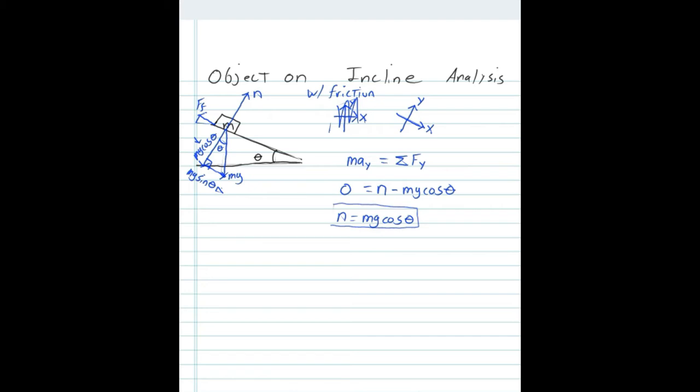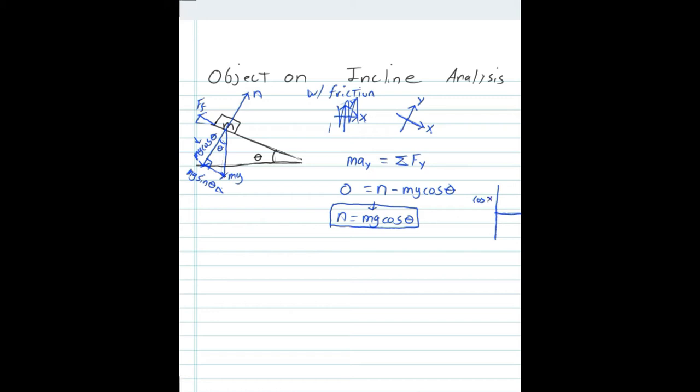I get this. Now I don't have a number because I didn't give you a mass to start with. But I think it's useful to just look at it this way. We know that mg is the weight of the object, and cosine of theta is a fraction. In fact, let me draw this.